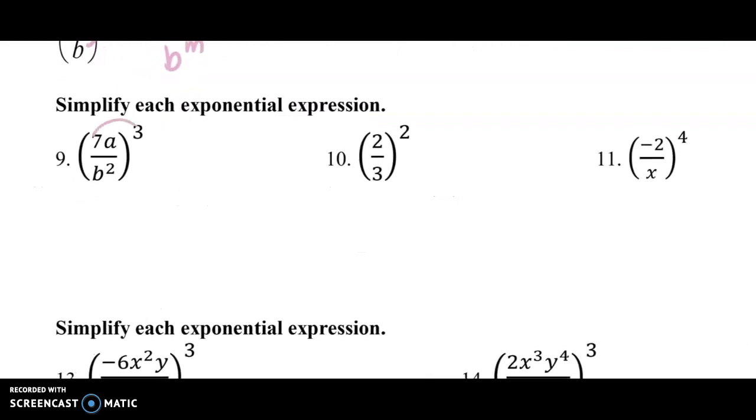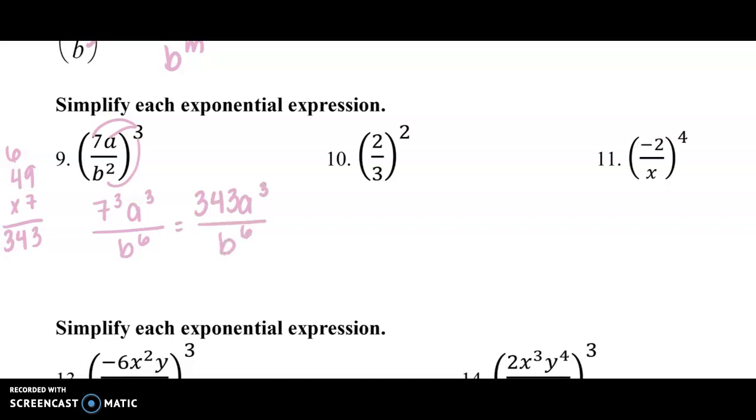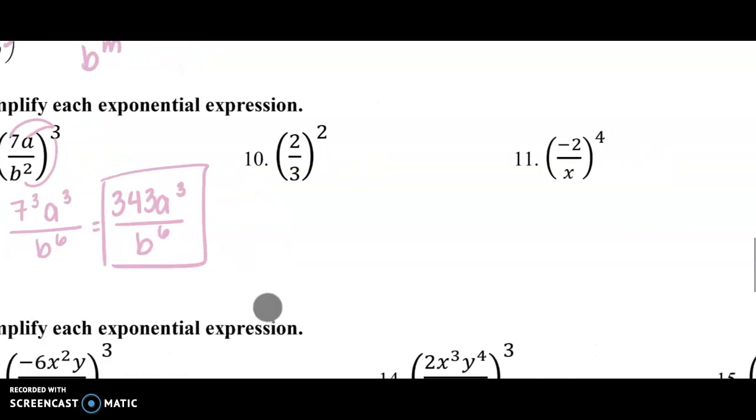So in number 9, the 3 is going to go to the 7, the a, and the b to the second. So we're going to have 7 to the third, a to the third over b to the 6th. I don't know what 7 to the third is. 49 times 7, 3, 6, 28, 343. So 343, a to the third over b to the 6th. This stuff should be very familiar. We've done this before. Distribute the 2, so it would be 2 squared over 3 squared, which is 4 over 9.